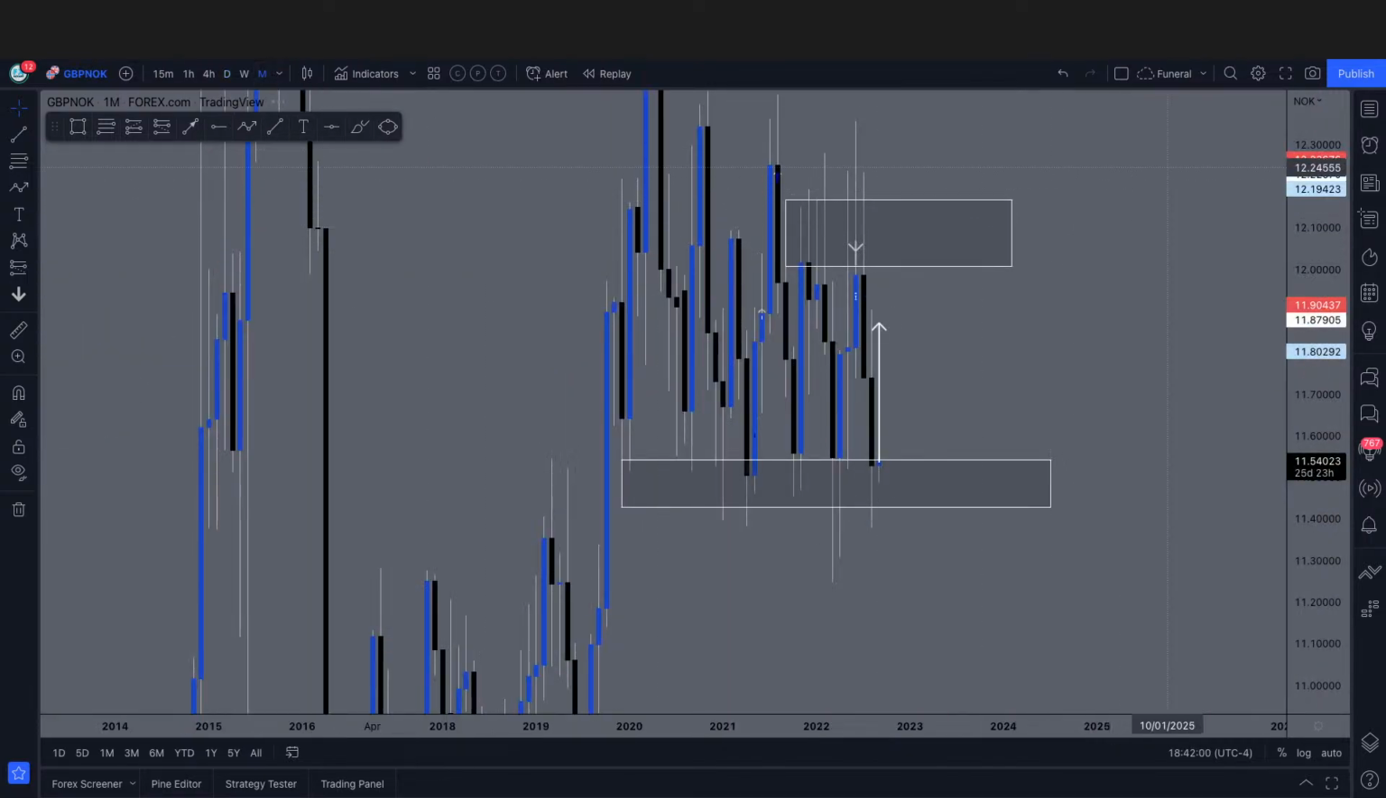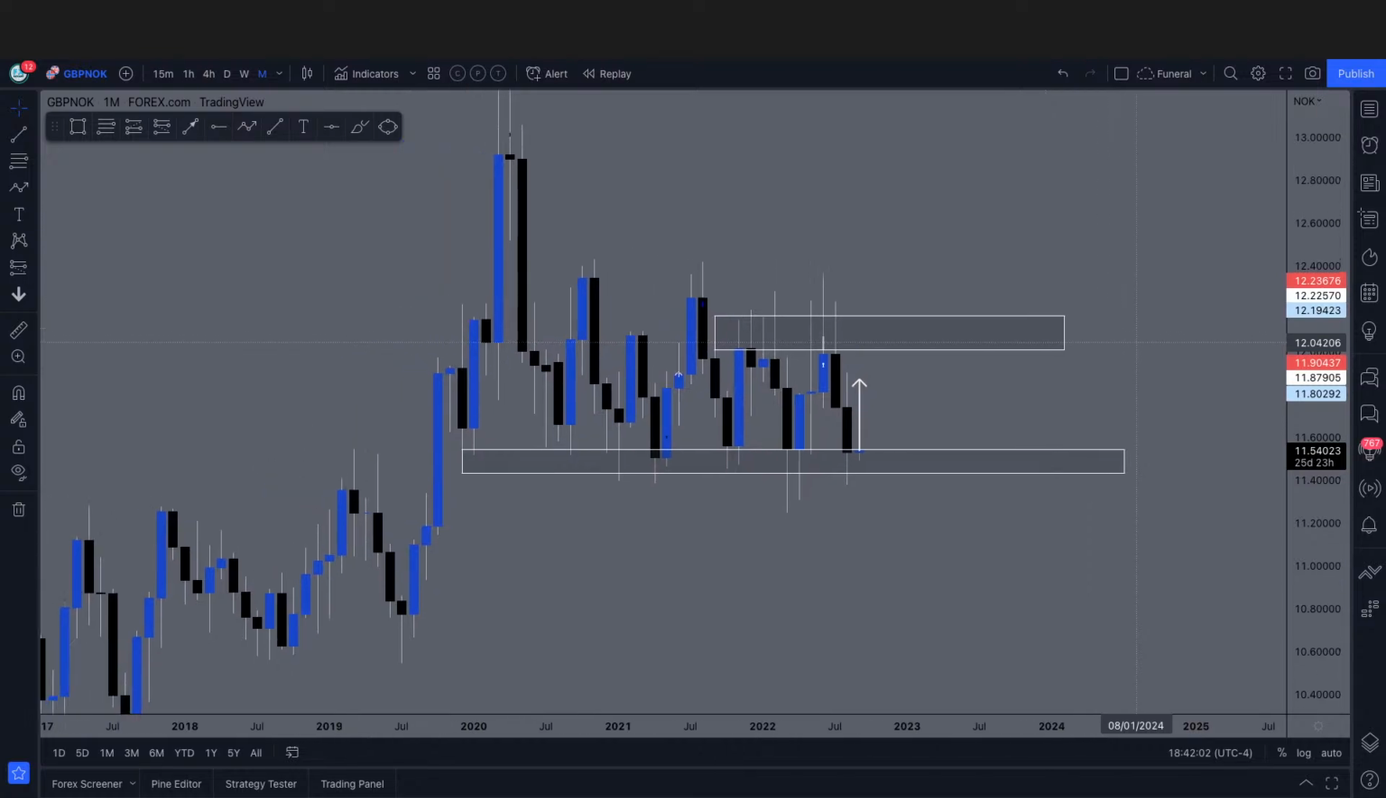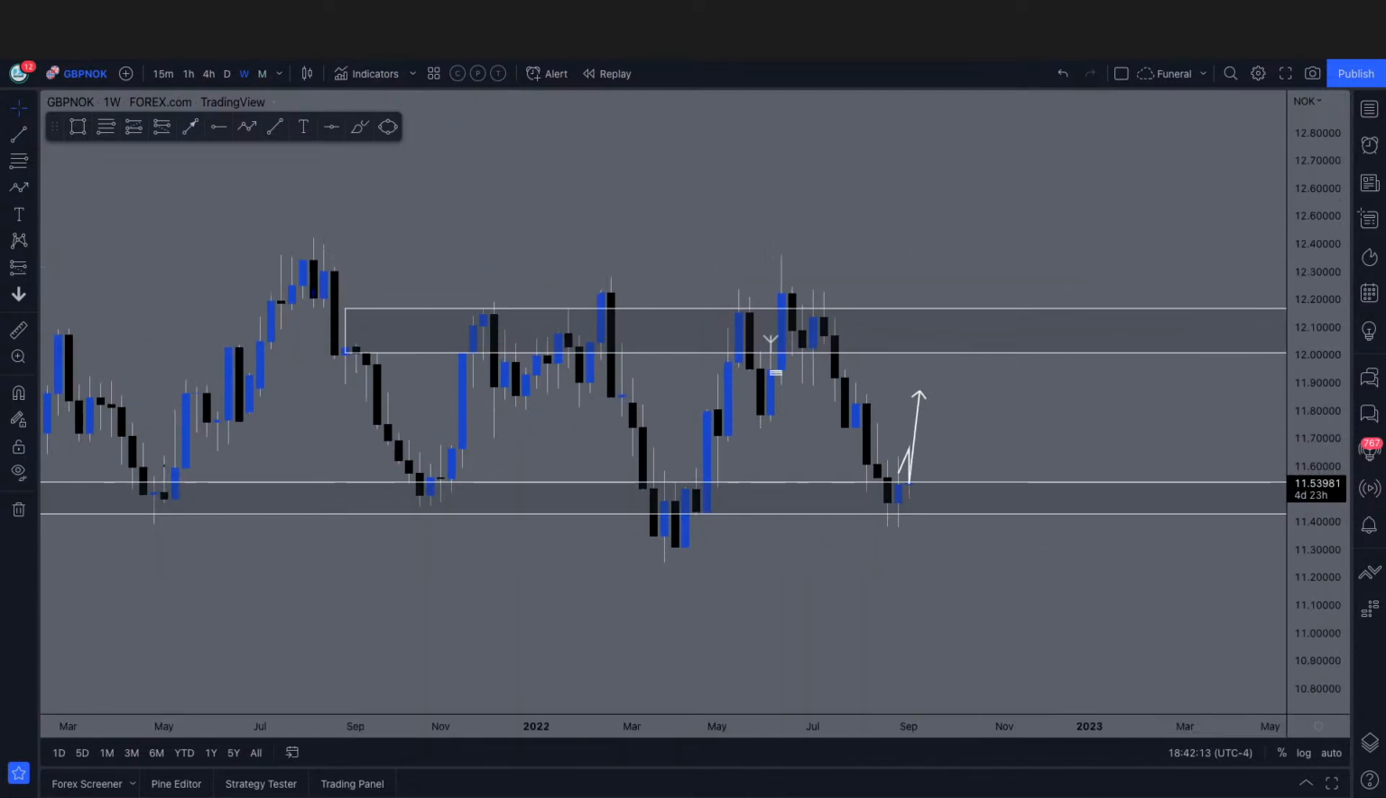Dropping down to GBP/NOK, if we look at GBP/NOK from the monthly time frame, we're trapped in this horizontal accumulation zone right in here, so we're just moving sideways, but we did just retest structure support, so a move to the upside could be possible for some sort of retracement.